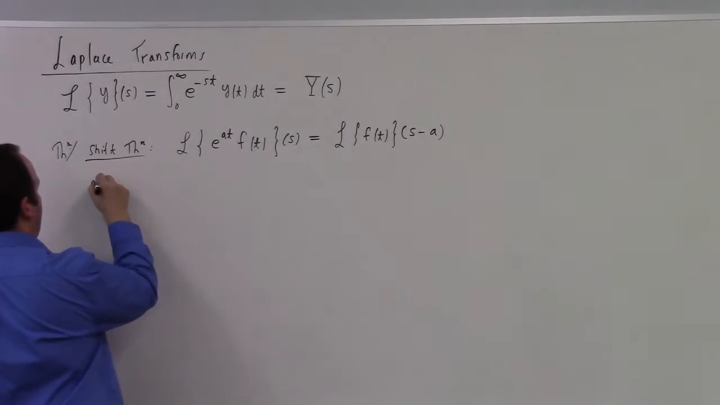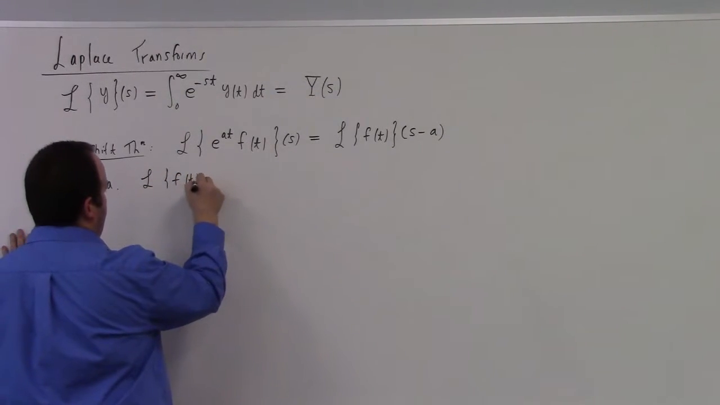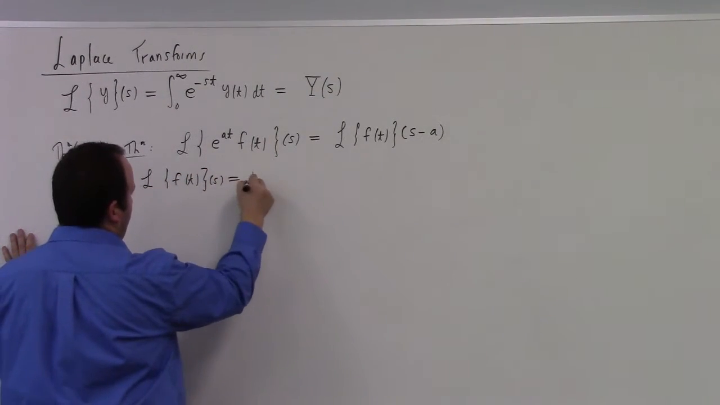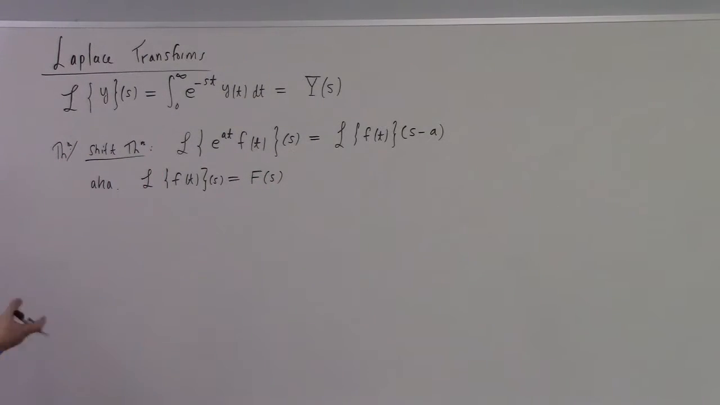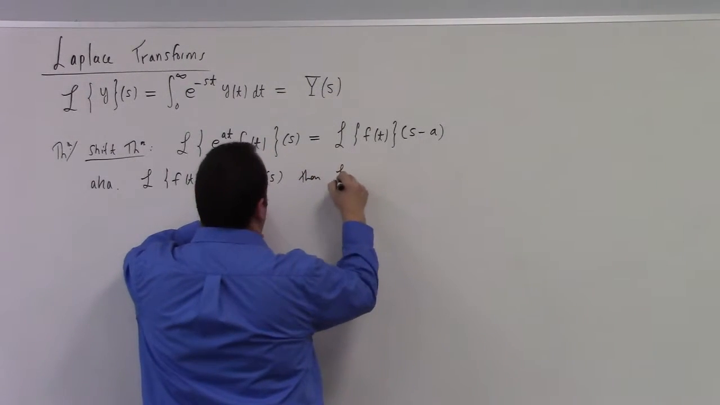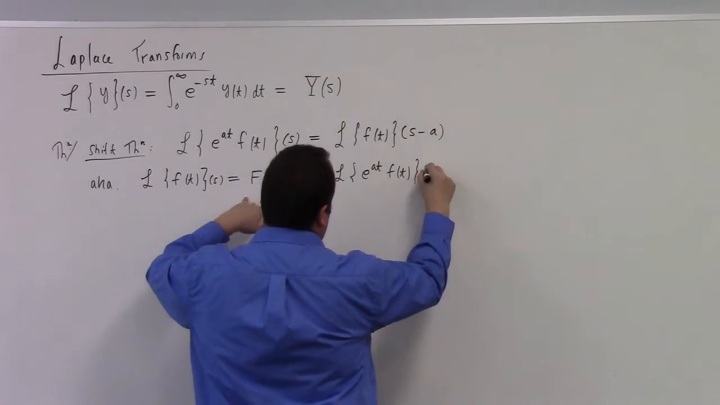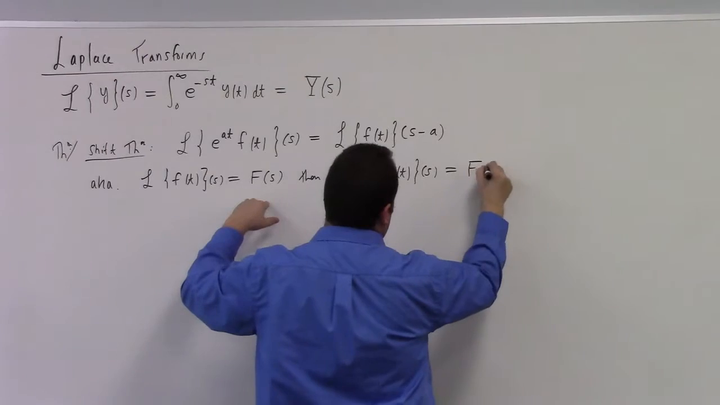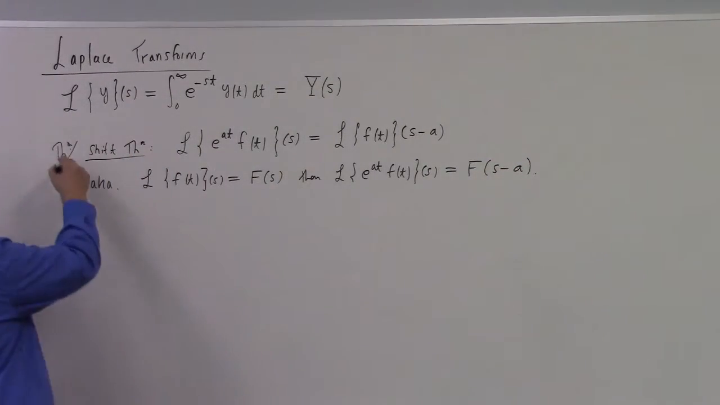Or, in the other notation, if the Laplace transform of f of t at s is equal to big F of s, this is our usual notation, big F for the transform function, little f for the time function, then in this lingo, the Laplace transform of e to the at times f of t at s is just equal to big F of s minus a. That's another way you can write this. So-called shift theorem.